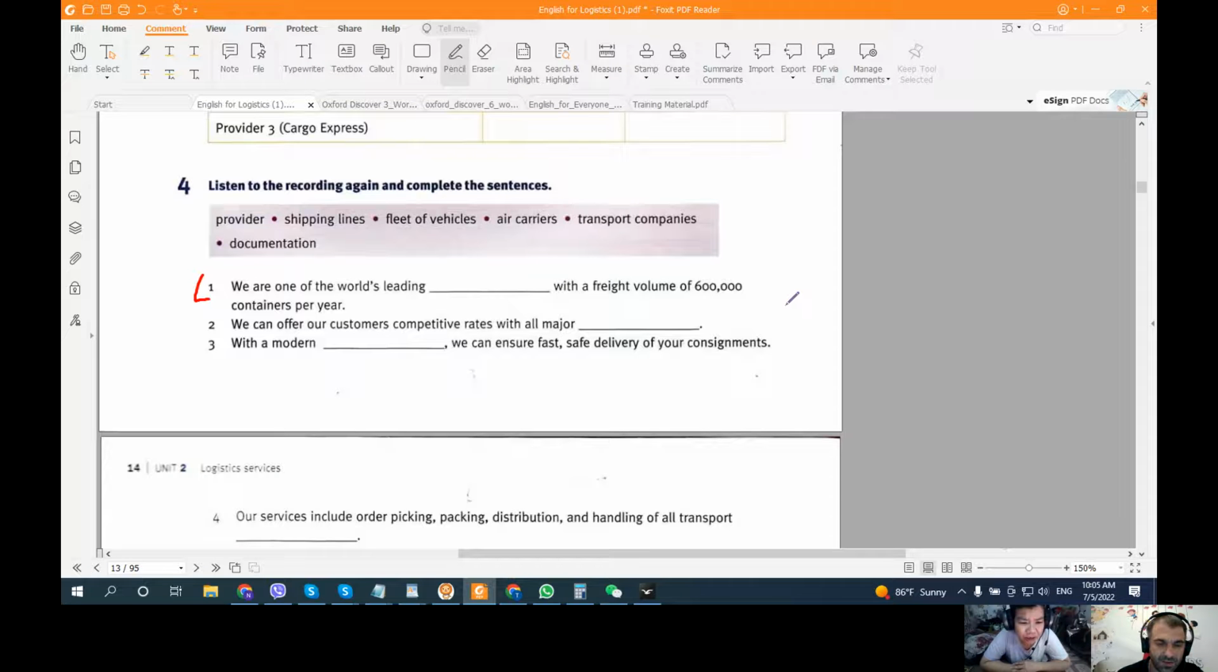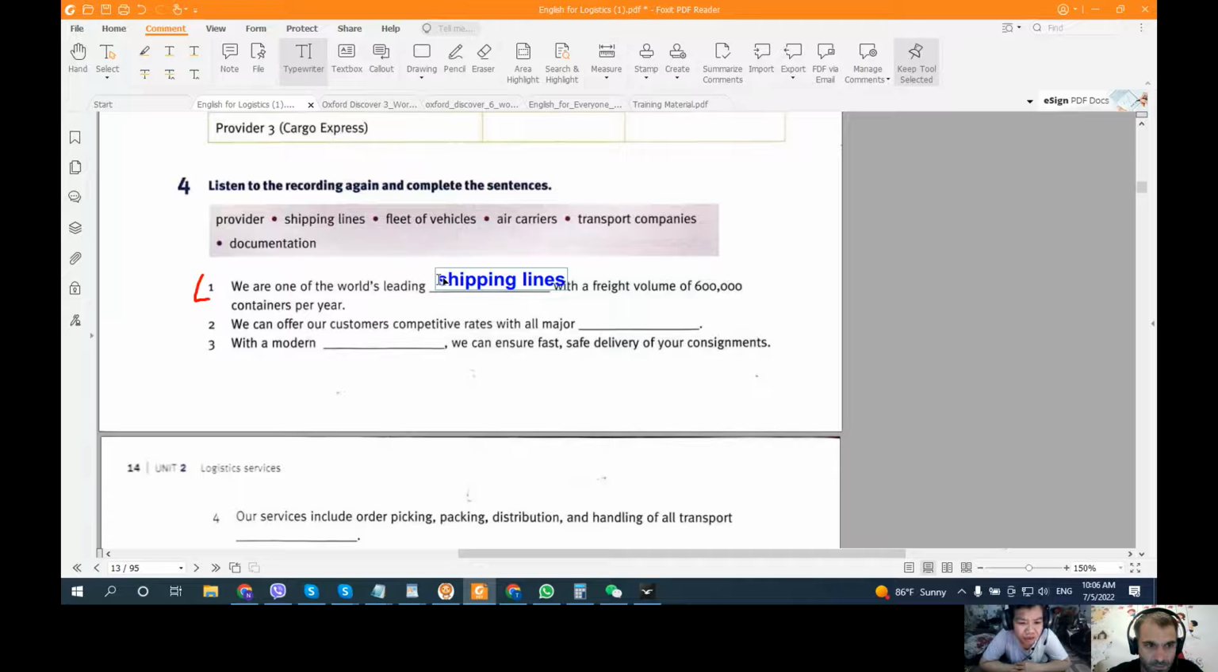We are one of the world's leading with freight volume of 600,000 containers per year. Okay, so we are one of the world's leading what? The shipping lines. Shipping lines. Okay. Number 2.